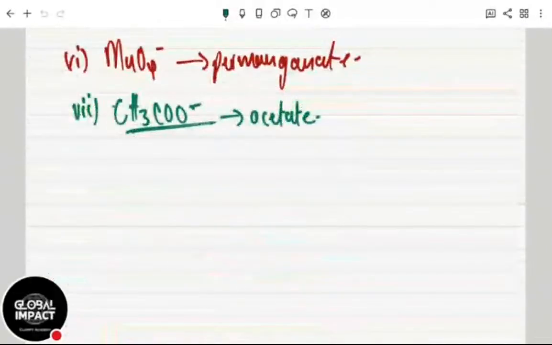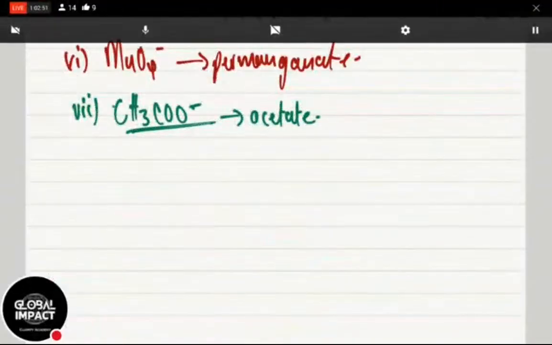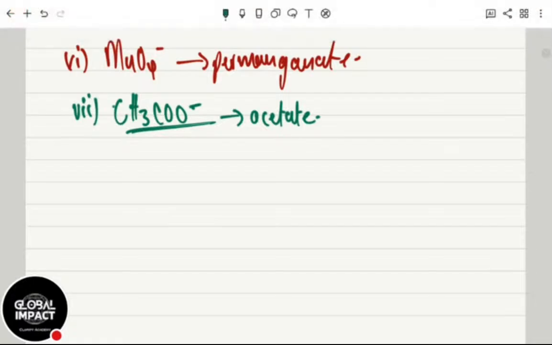Make sure you know the oxo acid. Make sure you know these names by heart. Now we can easily do the oxo acid. What will happen with the oxo acid? Let's go for it. Just remember this for your oxo acid when naming.